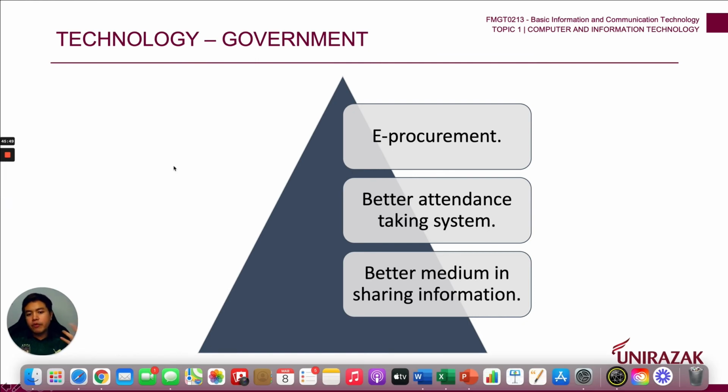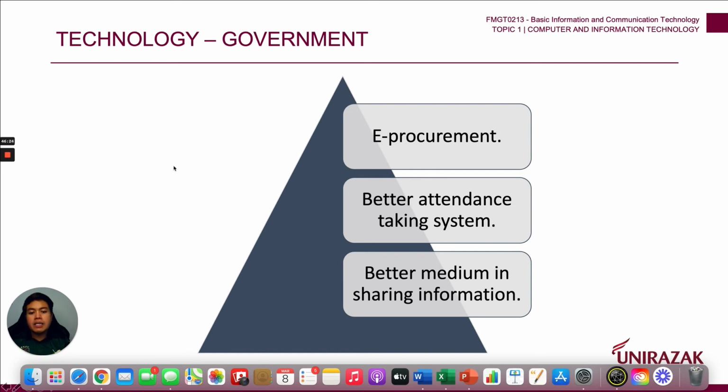Besides e-procurement, we also have a better attendance taking system, using technology as well. We use biometrics, thumbprint, face recognition, even CCTV to capture the evidence when you walk into the building and come to work, instead of writing it manually. Even though we're not a government agency, we have a very good attendance taking system because we don't need to write it manually. We just log into the system and the system captures our attendance.